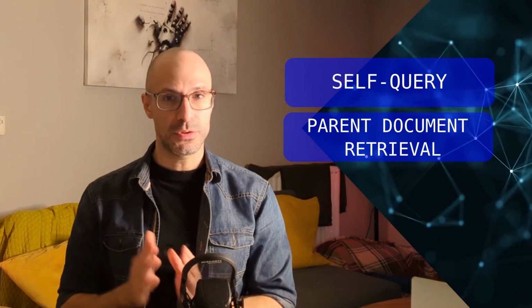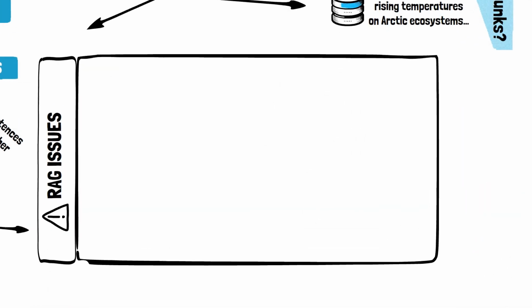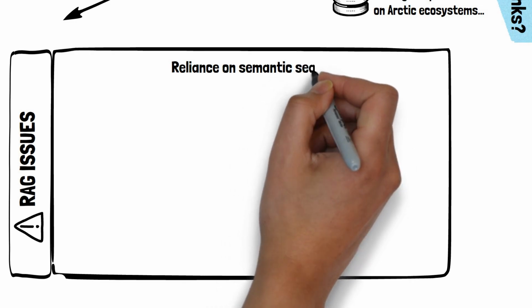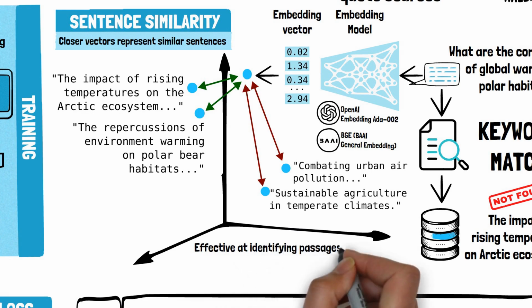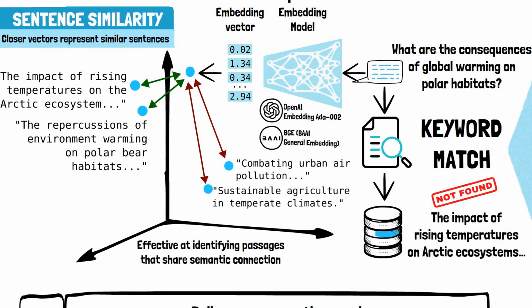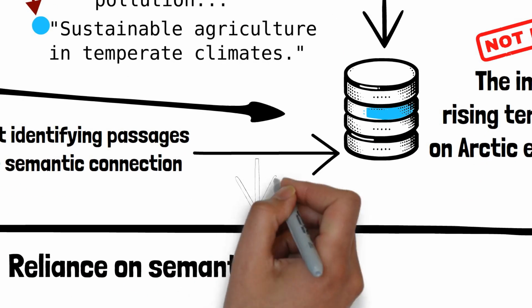Let's now look at some practical strategies to improve the efficacy and accuracy of RAG systems in the real world. One such strategy involves the use of the so-called self-query retriever, while the other strategy involves the use of the so-called parent document retrieval. When designing RAG solutions, there is a natural tendency to rely heavily on semantic search. As we have seen, this technique proves very effective for identifying passages that share a semantic connection, even in instances where the exact wording differs. However, this approach has its limitations.